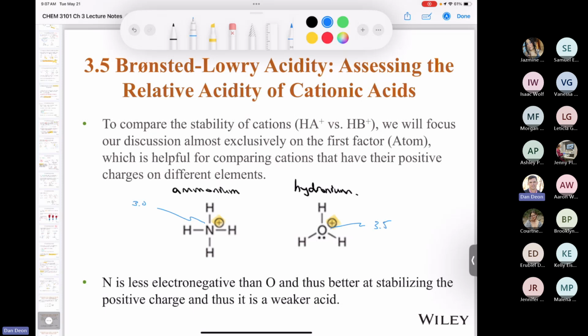That means the oxygen doesn't want a positive charge at all. How would it get rid of that positive charge? Would be by donating a proton. So if it acted as an acid, that's way more comfortable, right? So that means that the hydronium is going to be the stronger acid. So if you have two cationic acids and the positive charge is on two different atoms, in that case, what do we do? We look at electronegativity and we solve it that way.